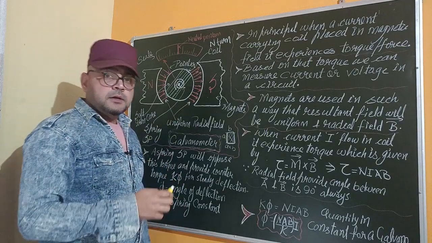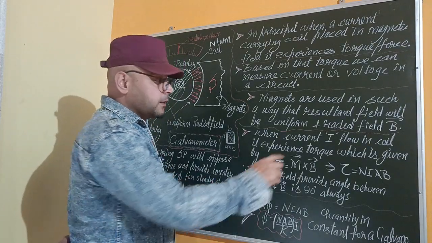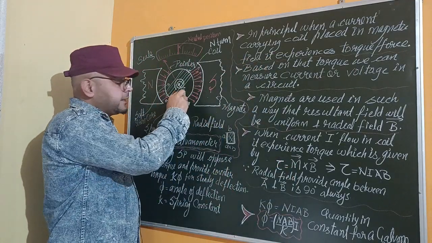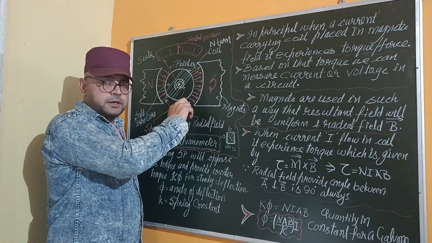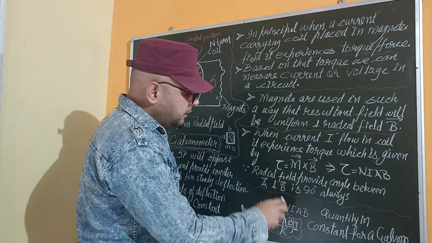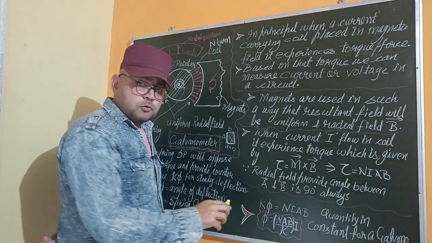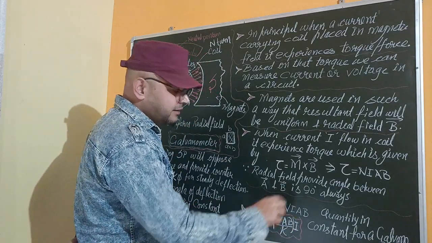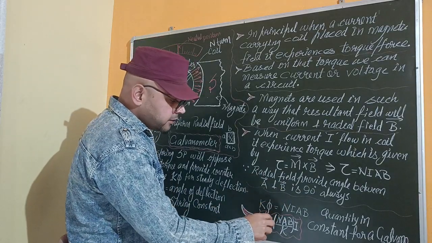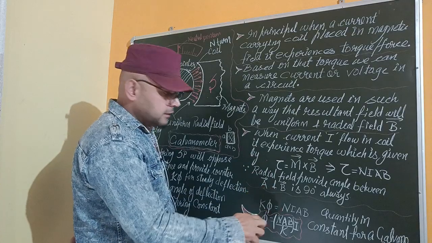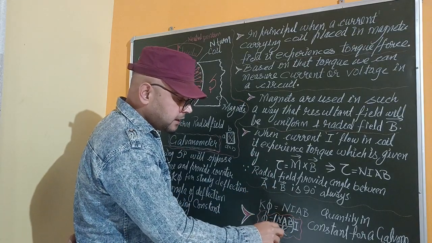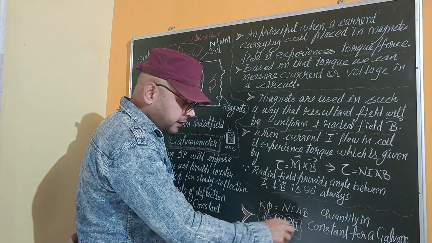For a steady operation, it must be equal to the torque generated due to the magnetic field in the current carrying coil. So K phi should be equal to N I A B. By comparing these two equations, we can have a further derivation or simplification over here. This is basically just a rearrangement of terms. So phi is equal to (N A B over K) into I.